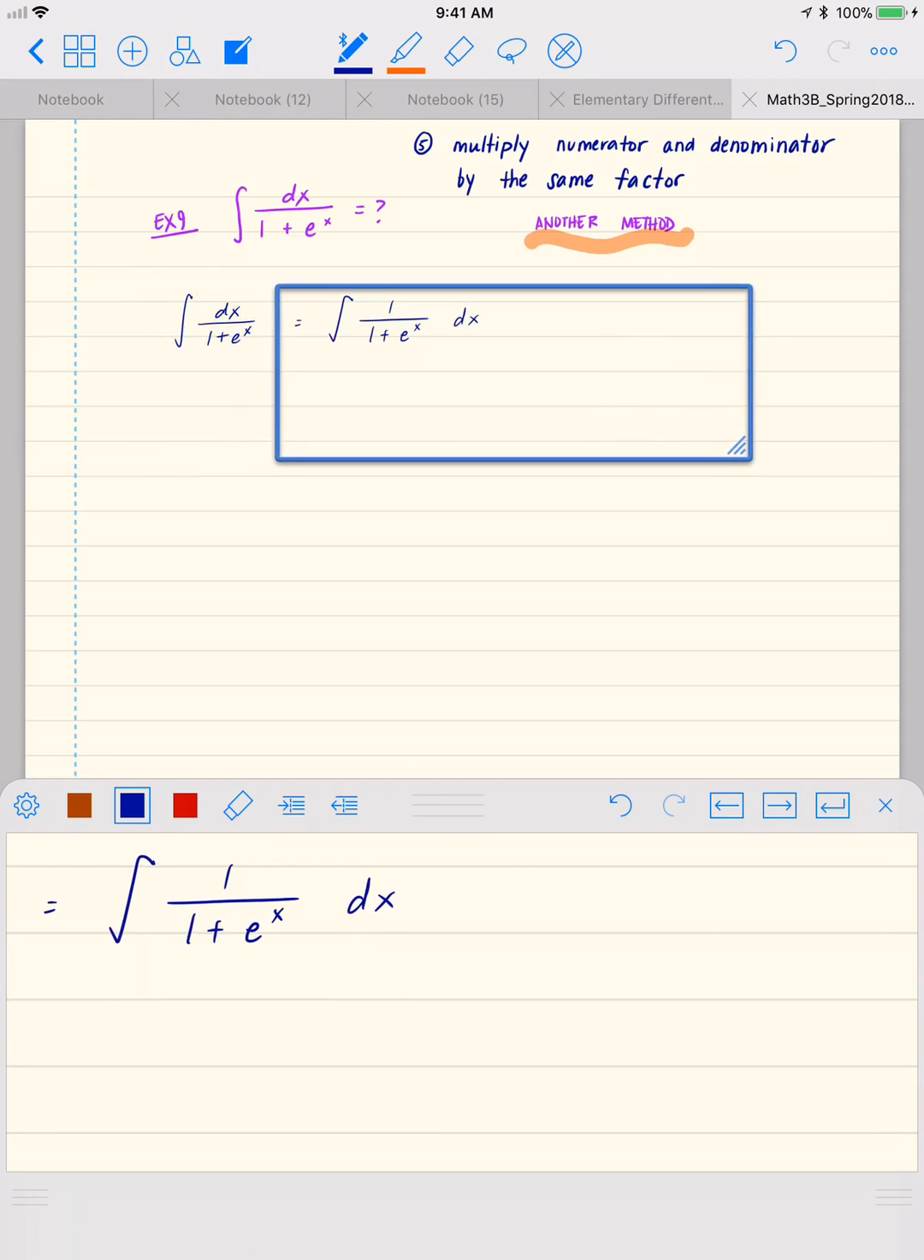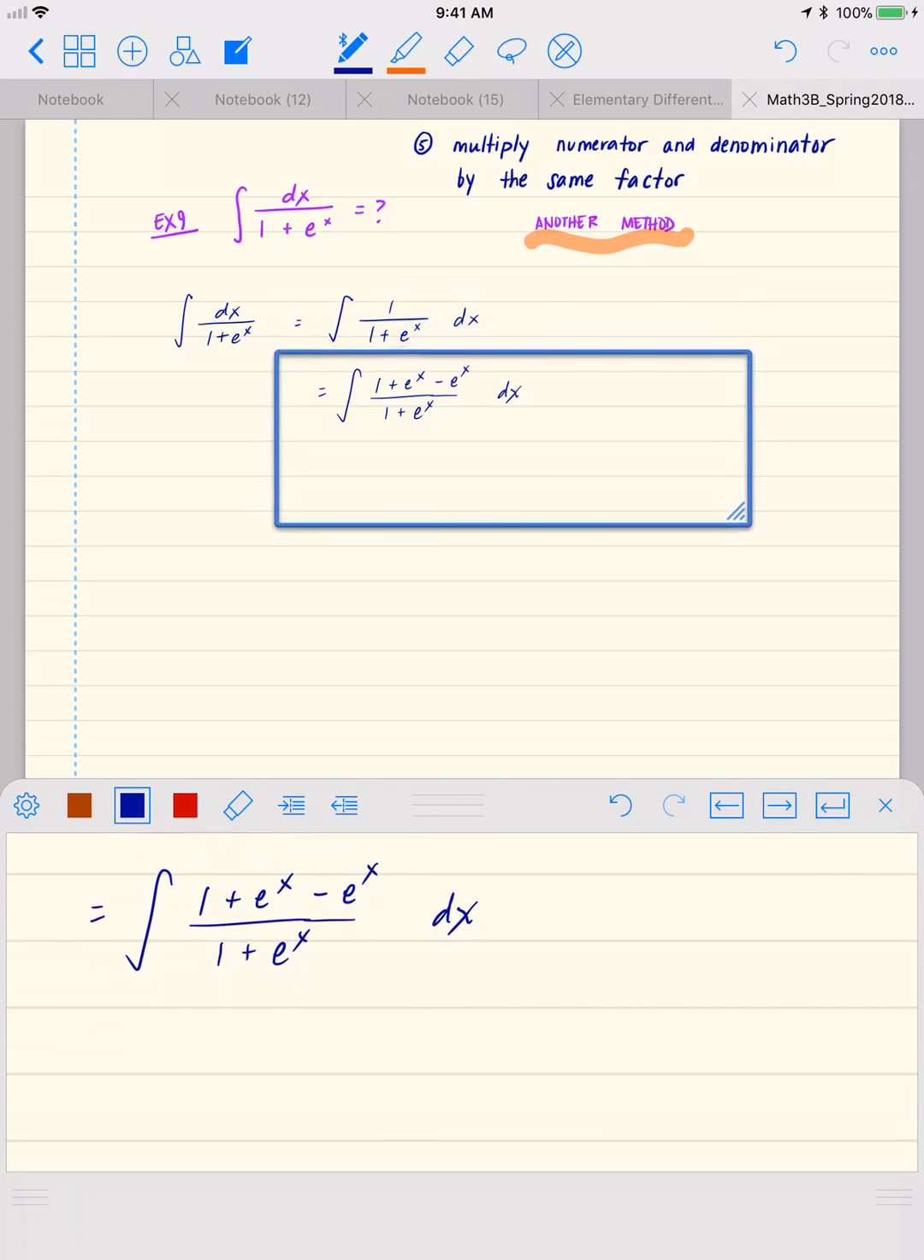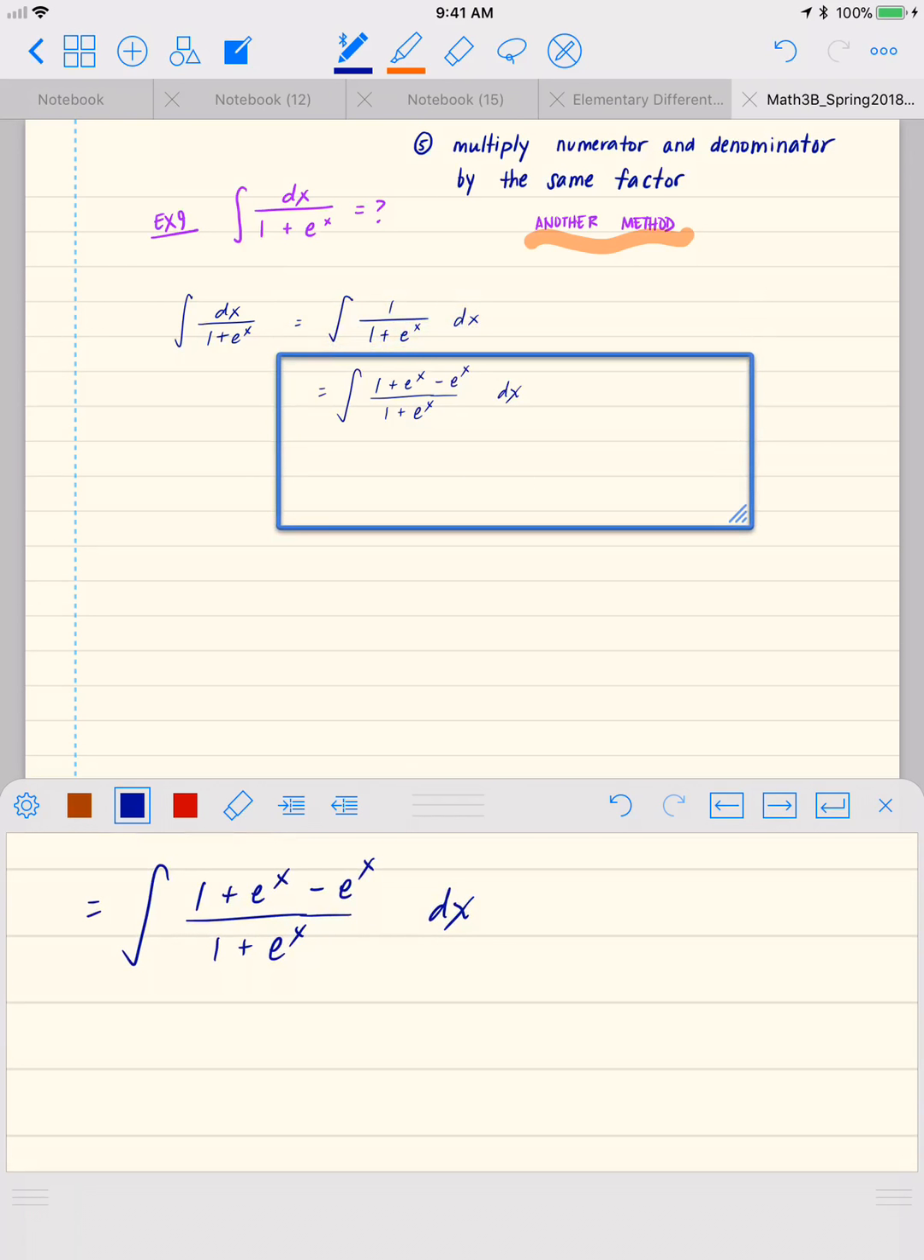Now what can I add and subtract to make this look a little different? Add and subtract e to the x. See, if I have 1 plus e to the x, but I can't just stick in an e to the x. I have to subtract off the same amount. So now what will I have? I will have the integral of 1 minus e to the x divided by 1 plus e to the x dx.